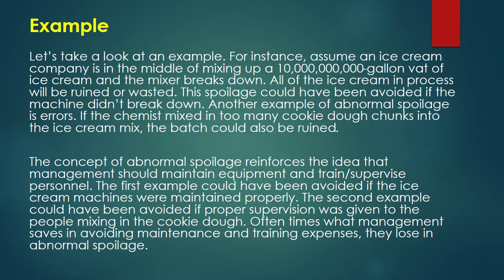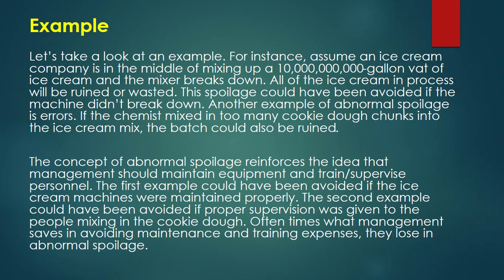So if we see an example, it will be much more clear to us. Let's take a look at this example. For instance, assume an ice cream company is in the middle of mixing up a 10 million gallon vat of ice cream and the mixer breaks down. All of the ice cream in process will be ruined or wasted. This spoilage could have been avoided if the machine didn't break down.